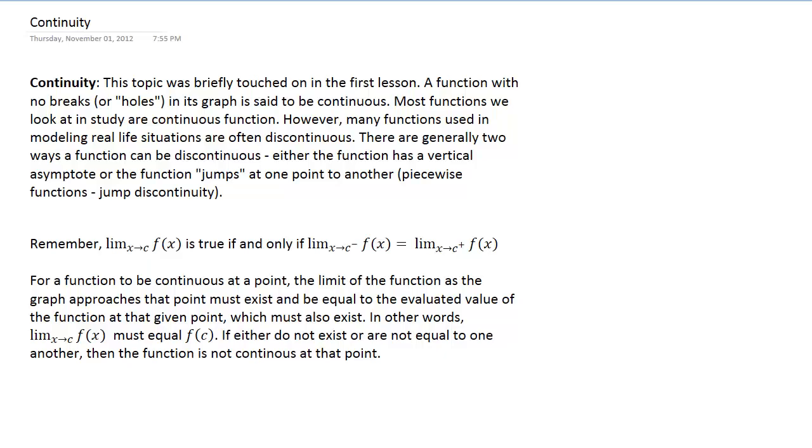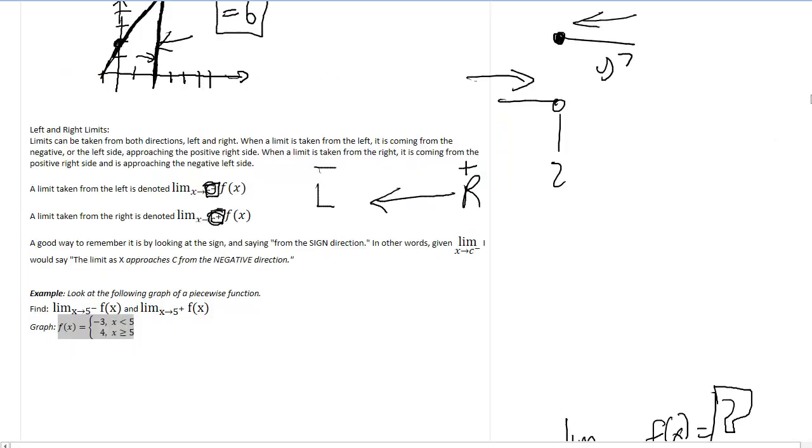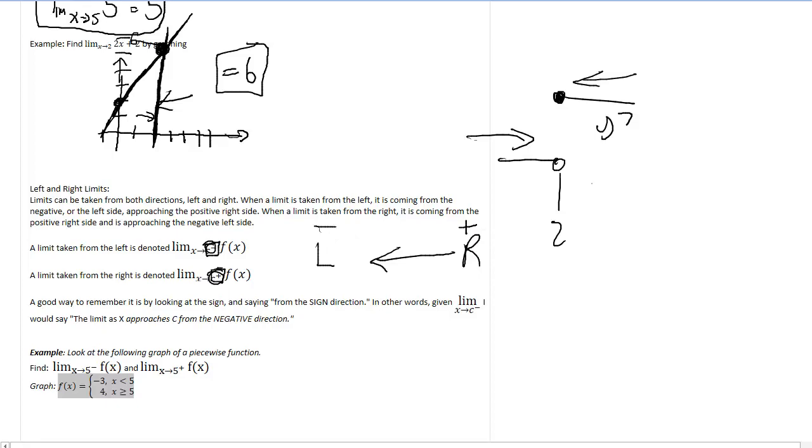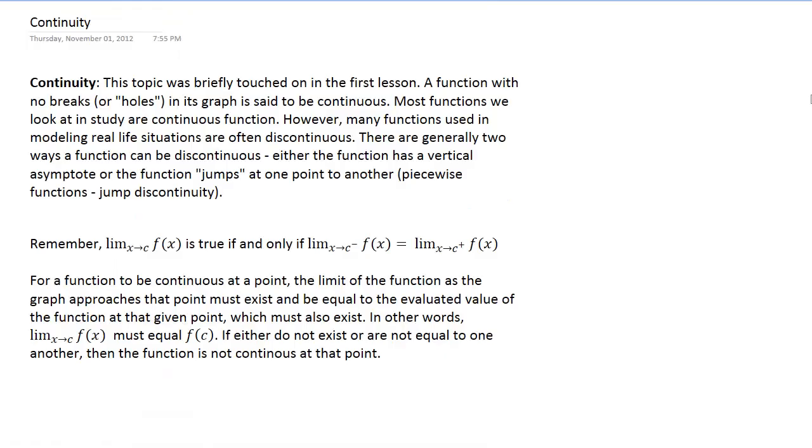This one's going to be on continuity, which was briefly touched on in the very first lesson where I talked about left and right limits. So this is kind of an extension of that. So I guess to begin, what's continuity?